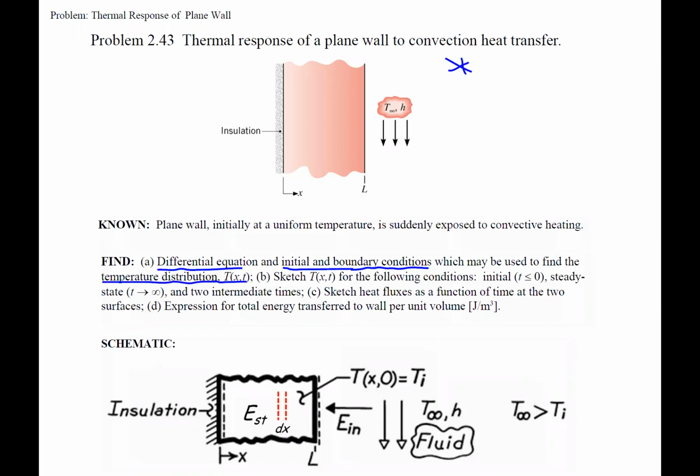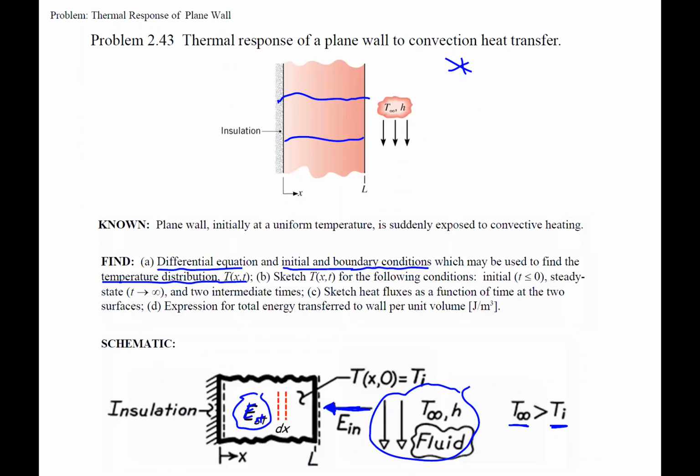We're just setting up what we would solve. All right, so our schematic now, if we take that wall and just take a section of it, we have convection on the left. The temperature of that fluid is greater than the initial temperature of the material. So that means we're going to be putting some energy into the wall, right? Because now the temperature of that fluid is higher than the wall's temperature, so we're putting energy in. There's no energy generated, so we'll be changing the amount of energy stored inside here.